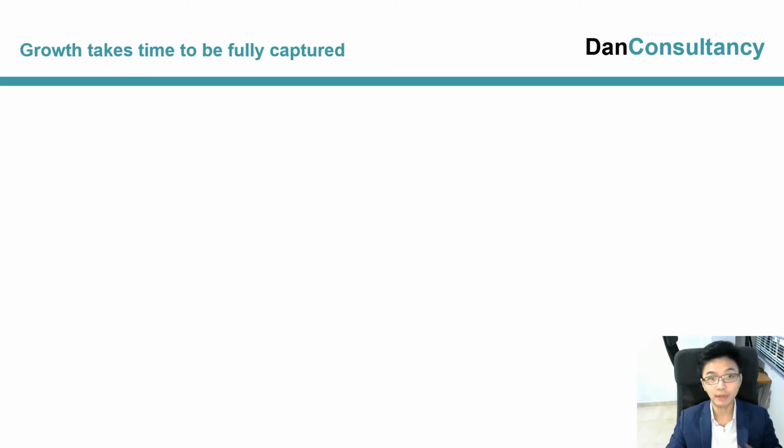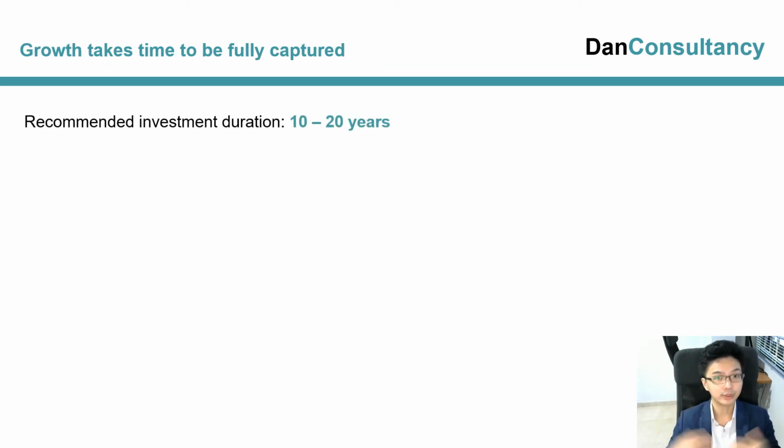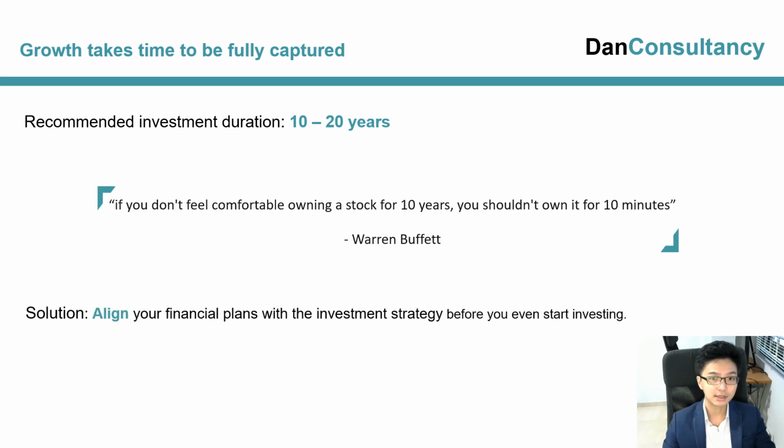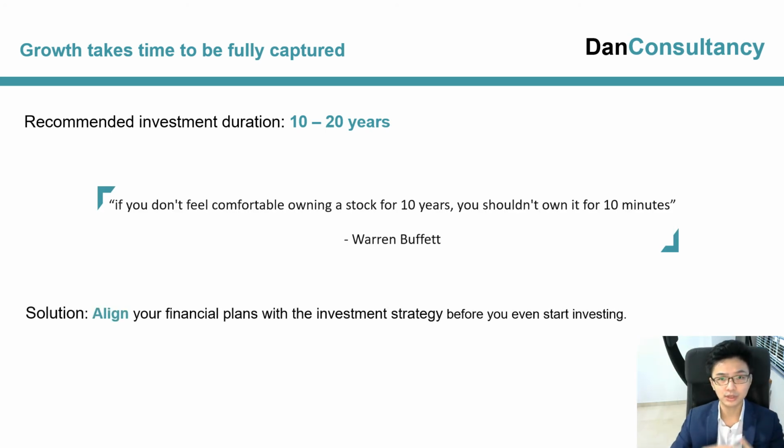Number one, the growth takes time to be fully captured. Right? For us to fully capitalize on the growth of Asia, the recommended investment duration is around 10 to 20 years, as you can see from all the projections that we've gone through previously. Now, while 10 to 20 years may seem like a very long time, it really isn't when it comes to investing, because don't forget, as investors, we are essentially investing in the businesses, and businesses don't often become successful overnight, right? And as Warren Buffett says, if you don't feel comfortable owning a stock for 10 years, you shouldn't own it for 10 minutes, right?